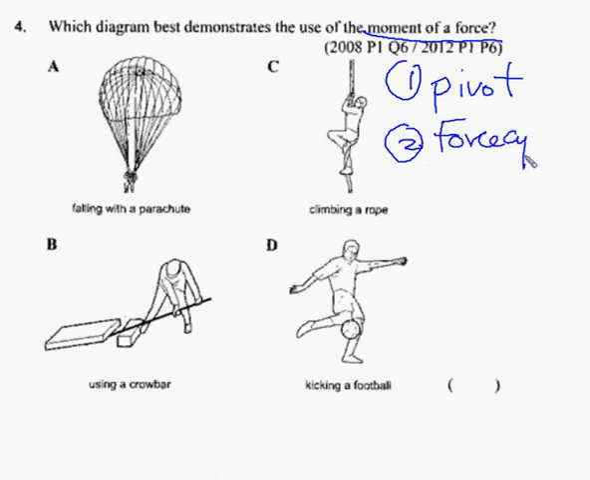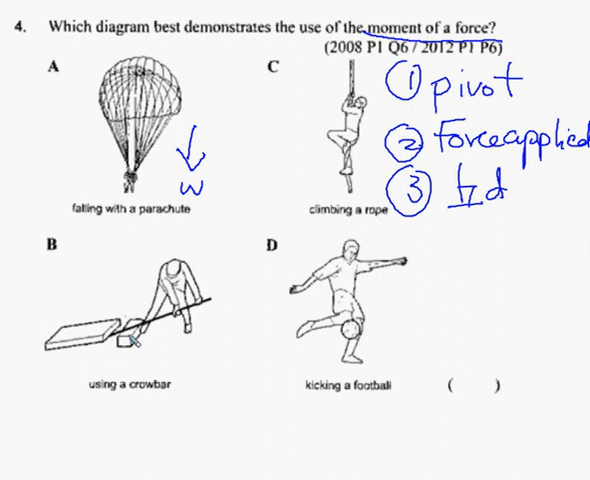And lastly, you need to have a perpendicular distance from the line of action of the force to the pivot. So let us now look at all the options now. Okay, look at option A. There isn't any pivot because it's just free fall acting down. At most there's a weight that's acting down, that's pulling it down, and air resistance which is opposing the motion, which is acting up. So there isn't any pivot in this option A.